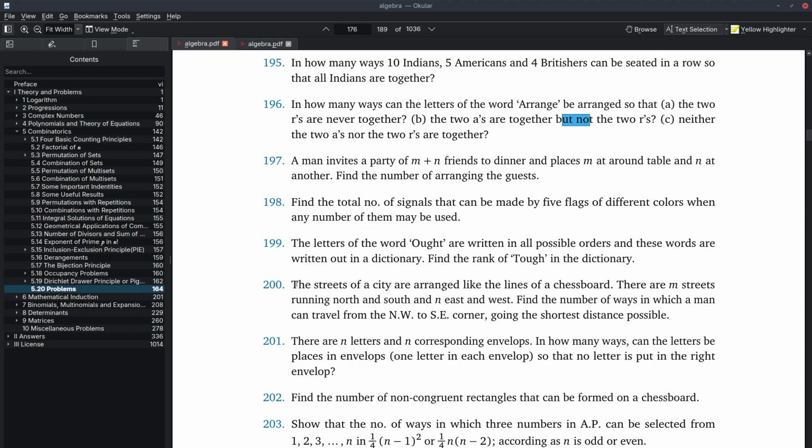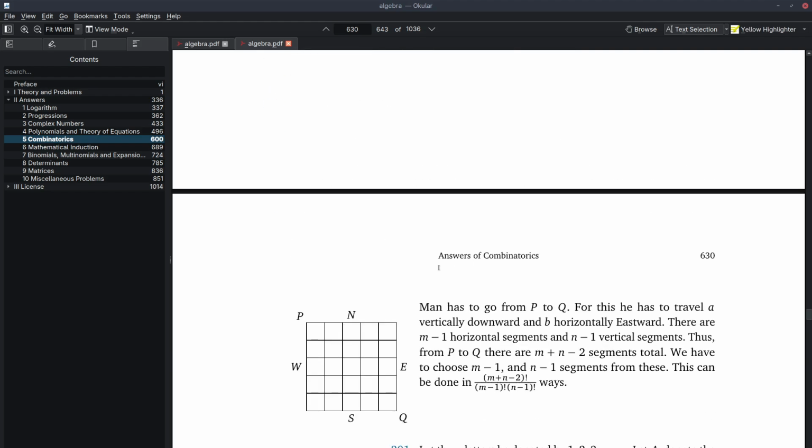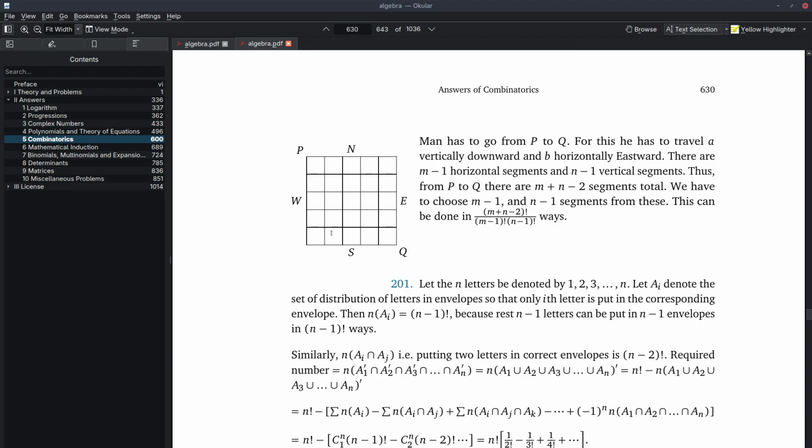Question 200 says that the streets of a city are arranged like the lines of a chessboard. There are m streets running north and south and n east and west. Find the number of ways in which a man can travel from the northwest to the southeast corner going the shortest distance possible. So let the city be represented by a rectangle whose sides are of length A and B, north-south and east-west respectively. So this is shown here.